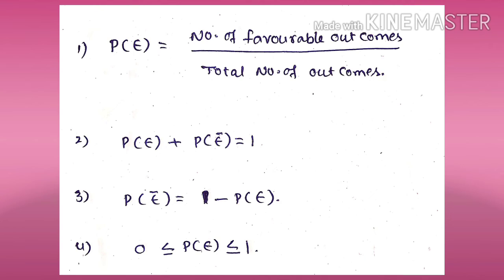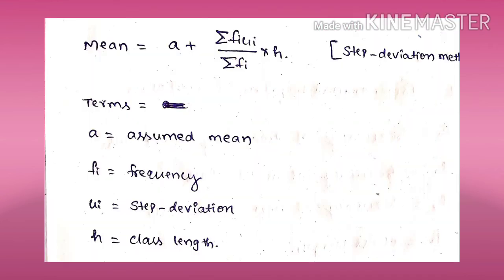Okay, last one, statistics. Most of the cases you will use this formula, the step deviation method. Mean is equal to A plus sigma Fi ui by sigma Fi into H. The terms are A is the assumed mean, F is the frequency, ui is the step deviation, and H is the class length or class size. Right? Let's go for the next formula to find the mean.